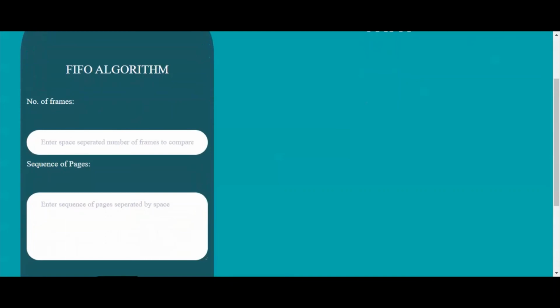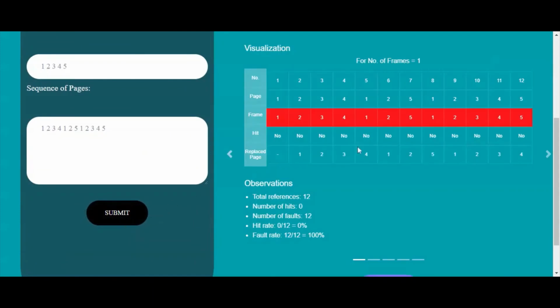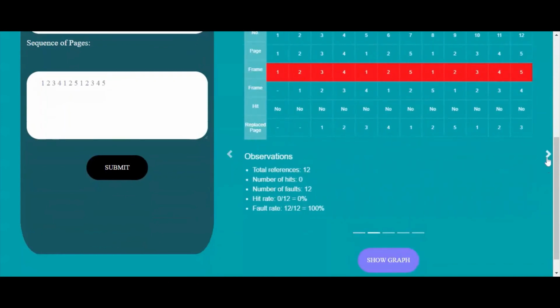Let's say I enter here the frames as 1, 2, 3, 4, and 5. So we are taking 5 frames to check Belady's anomaly, and here is the input string. It doesn't work all the time, but for a particular string, sometimes it might work. As you can see, if this is the sequence of the pages and I click on the submit button, first we got a 100% fault rate. Then it is again a 100% fault rate for frame 2.